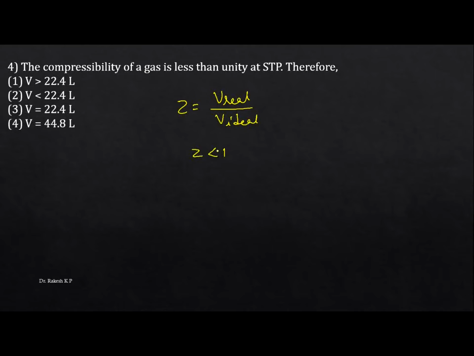If the Z value is less than 1, that means the volume of the real gas should always be less than the volume of the ideal gas. When the value is lower, Z becomes less than 1. Hence the volume of the real gas will be less than 22.4. Hence in this case the option is the second one. Okay, so next one.